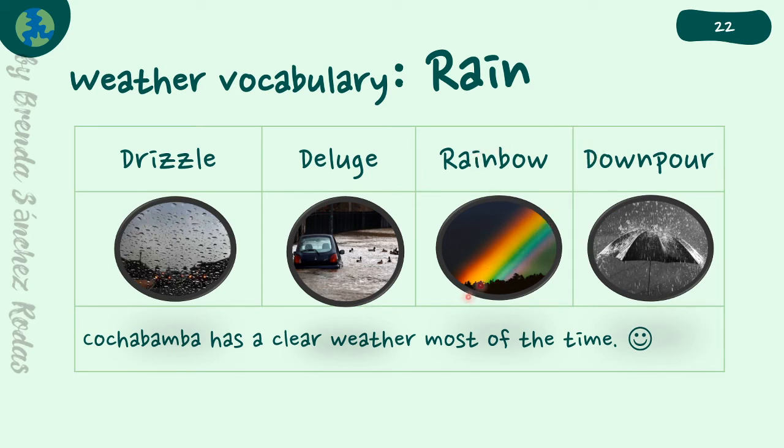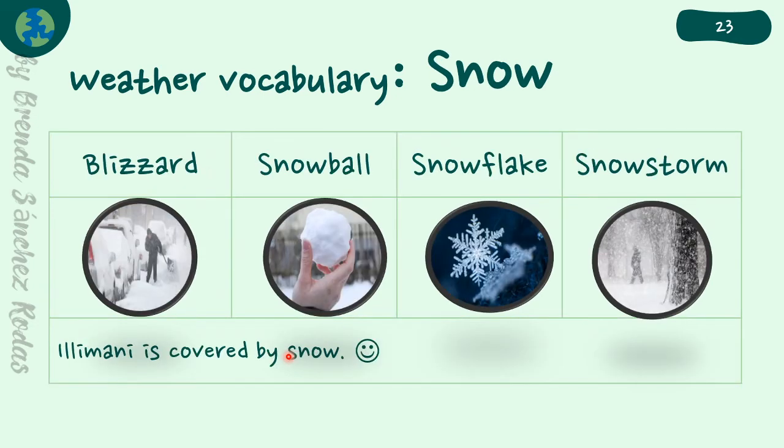Rainbow, you know what's a rainbow, with lots of color after the rain. And we have downpour, when the rain is really heavy and you see like this, smashing the umbrella. So this is downpour. For example, Cochabamba has a clear weather most of the time. This is the previous sentence.